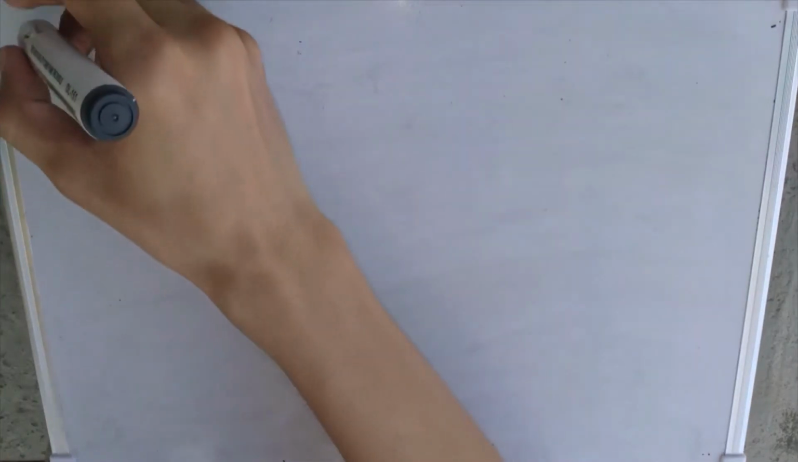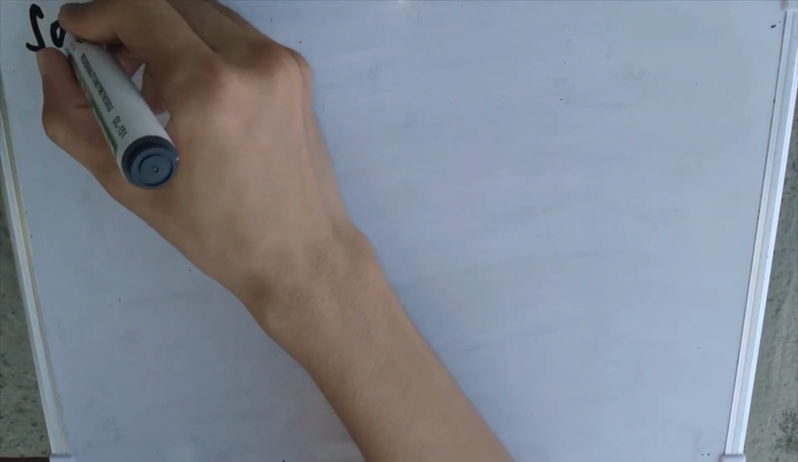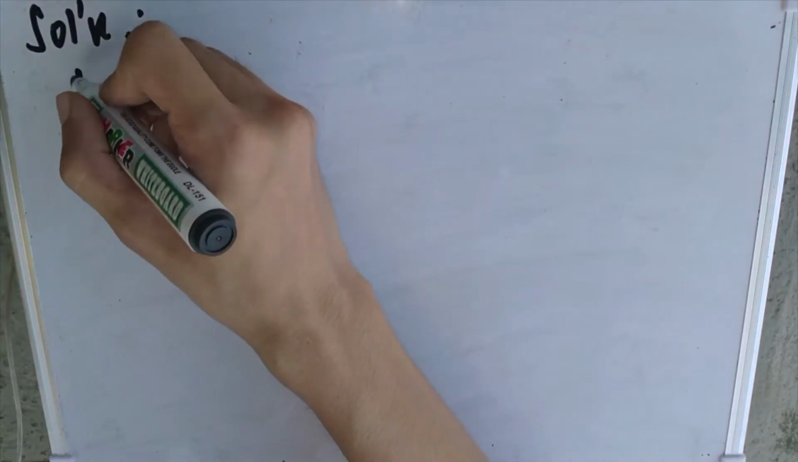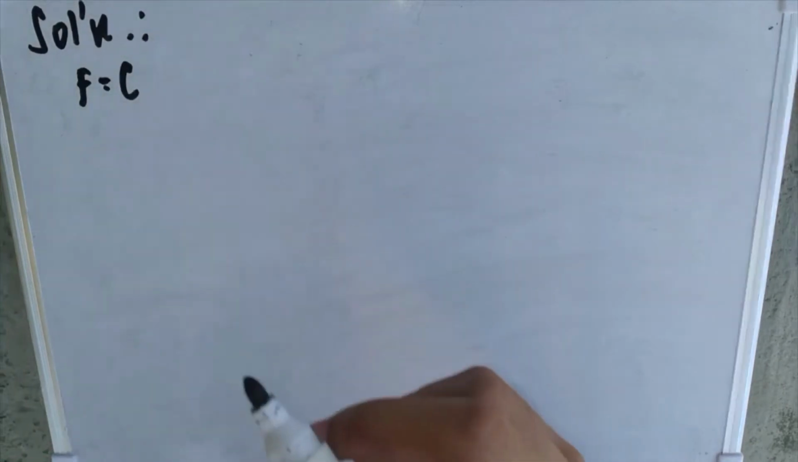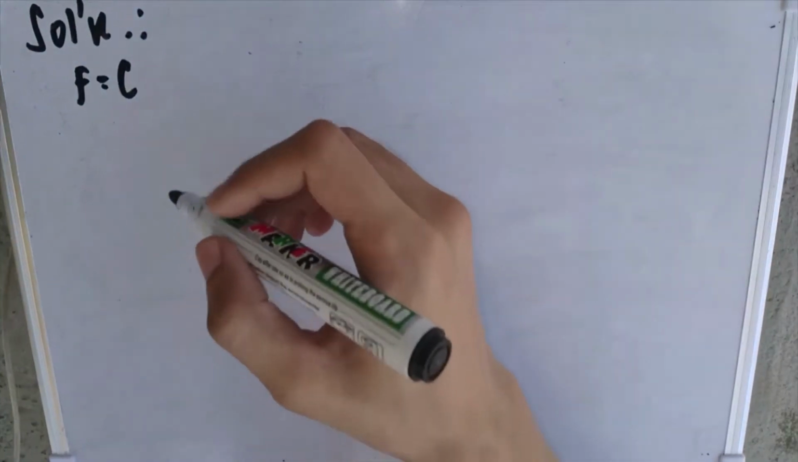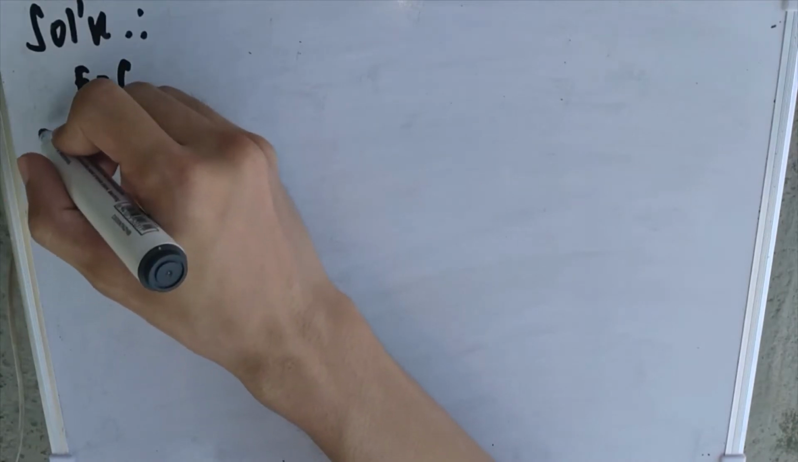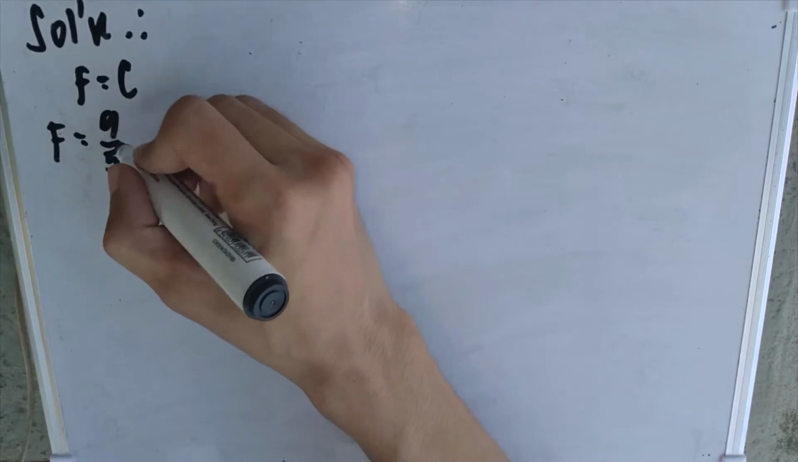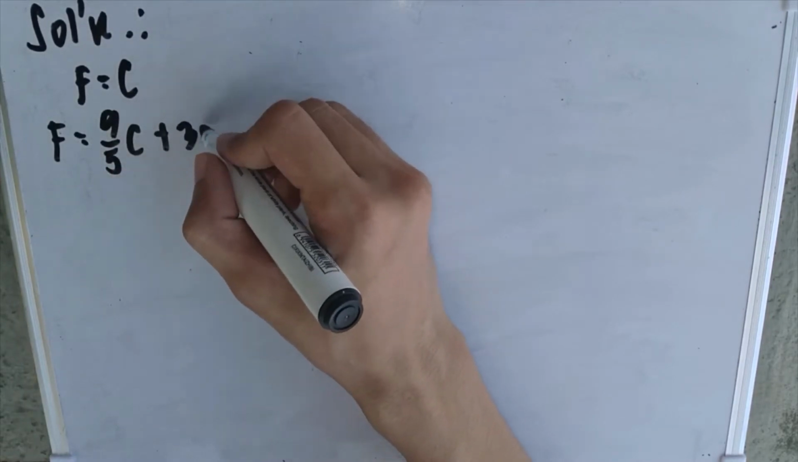So for our solution, we have a condition or an equation of F is equal to C, because the problem is looking for a temperature that centigrade and Fahrenheit scale will have the same reading. Our first step is to use the formula for Fahrenheit. Knowing that the formula for Fahrenheit is F equals 9 over 5 C plus 32.